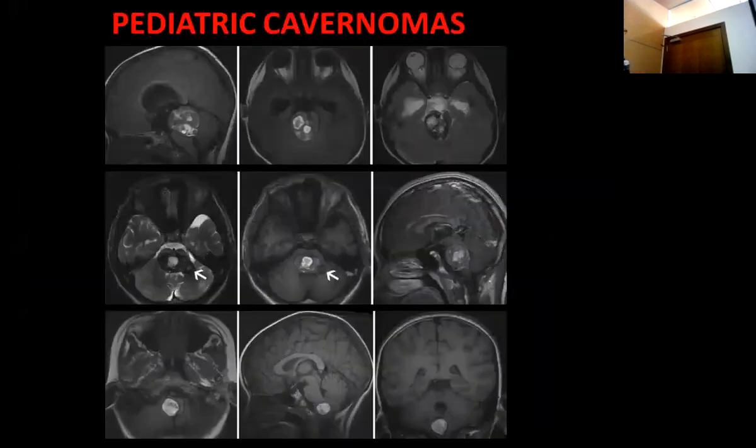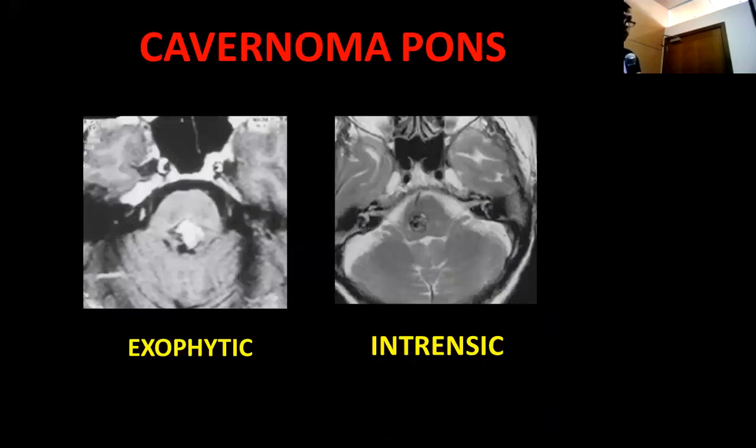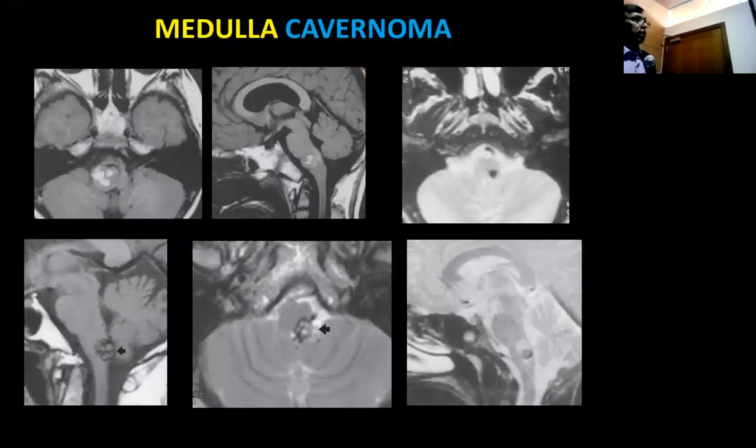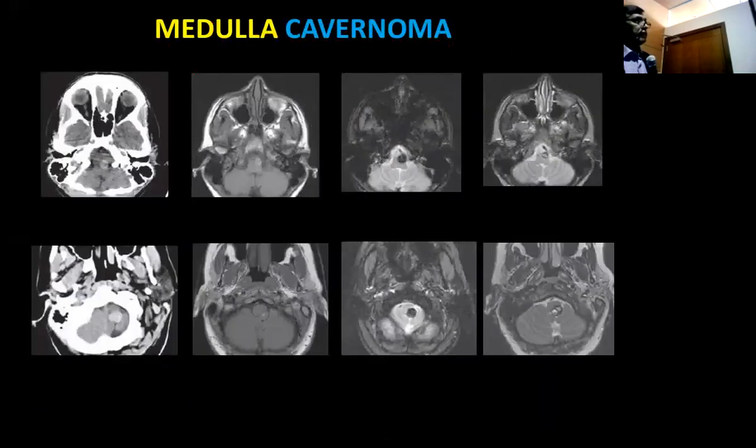And this is a collection of pediatric cavernomas. Cavernomas can hit little children, and usually they come with a bleed and cranial nerve palsies. Cavernoma of the pons. This is called exophytic. This is good. This is bad. This is intrinsic. To reach it, you have to go through normal tissue. Here, extrinsic. If you go through the fourth ventricle, it's good. And this is a medulla cavernoma. It is within the medulla. So various types of medullary cavernomas.